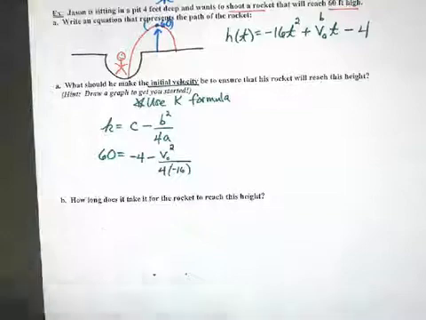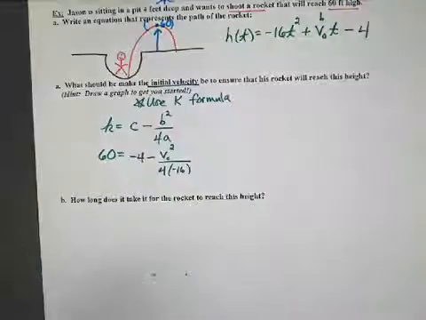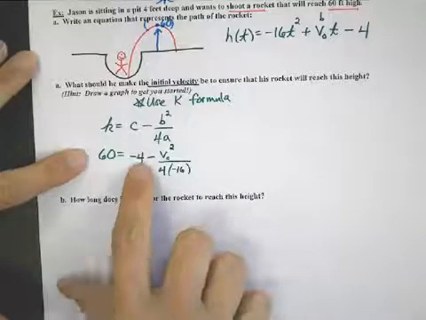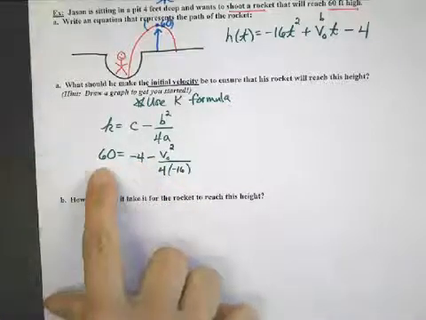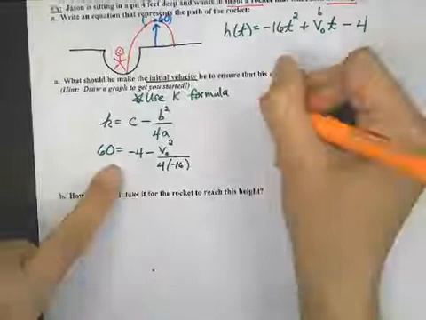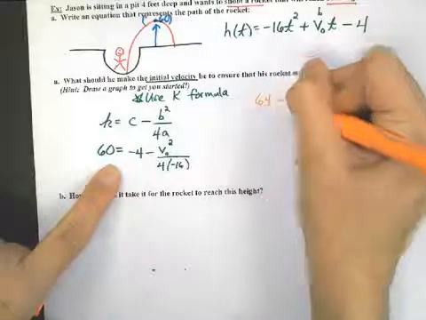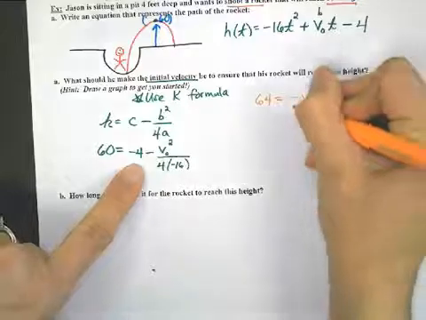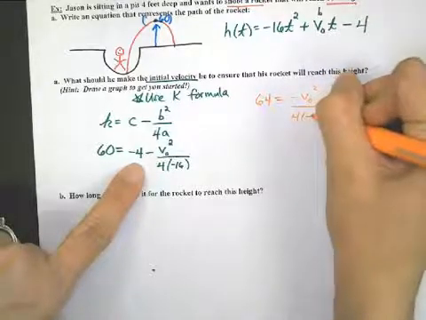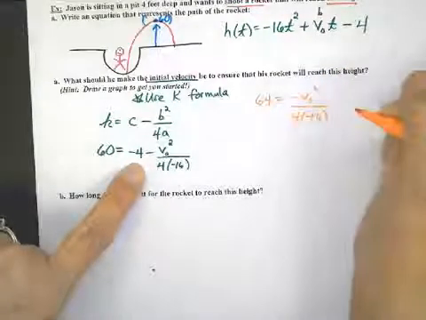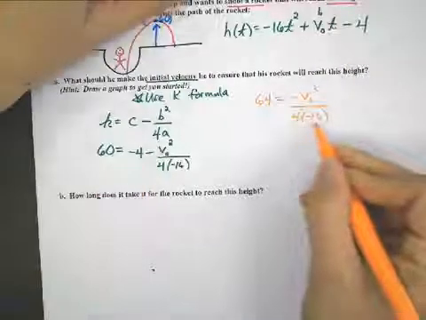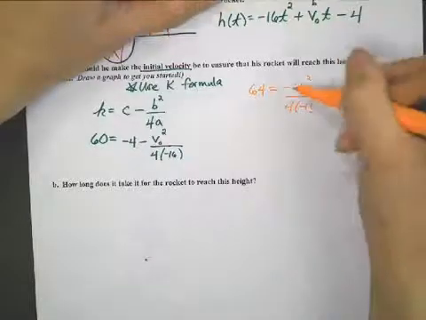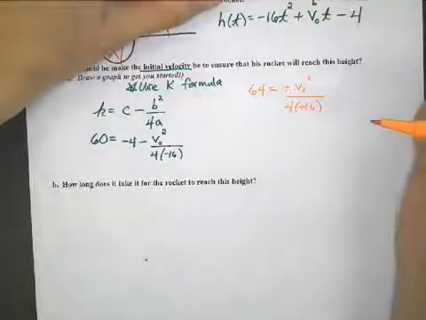Now remember, we're going to do this without our calculator, but don't worry, it's going to be okay. The first thing I'm going to do is add that 4 to the other side, so that's going to be 64 equals negative V naught squared over 4 times negative 16. Don't multiply those together. We're just going to keep everything separate. A negative divided by negative, that's going to cancel out.